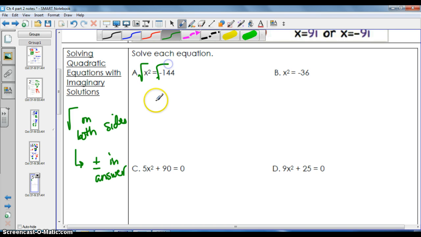Square root on both sides here. So that ends up giving us x equals, remember, plus minus. The negative becomes an I out front, and the square root of 144 is 12. So make sure that I goes behind the 12. Square root here, so x is equal to plus minus. Square root of 36 is 6. The negative becomes an I.